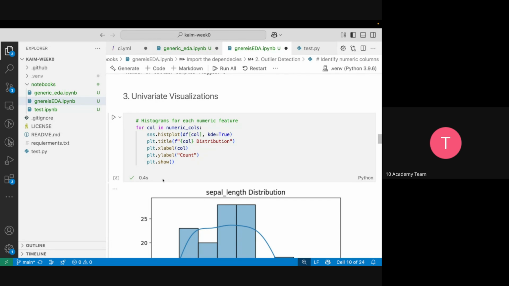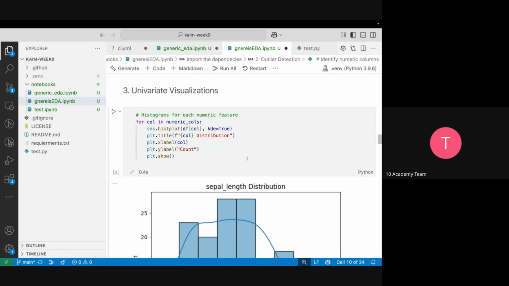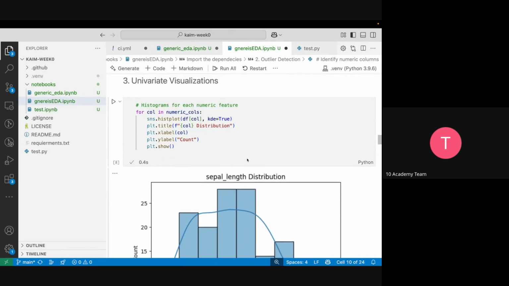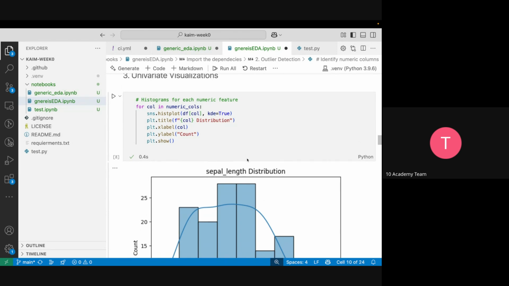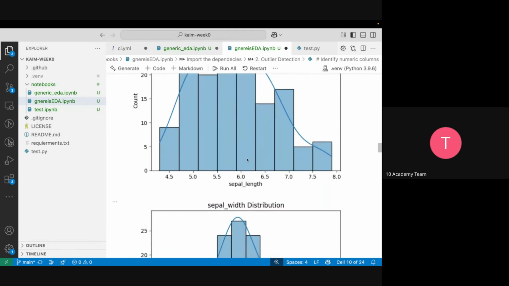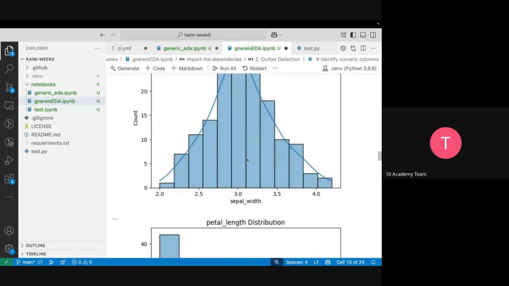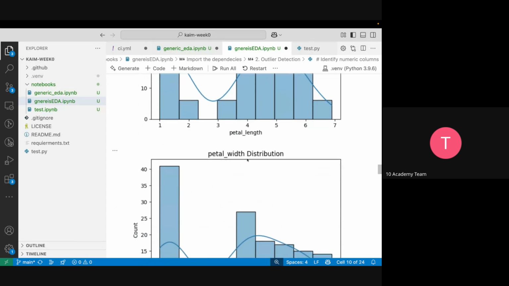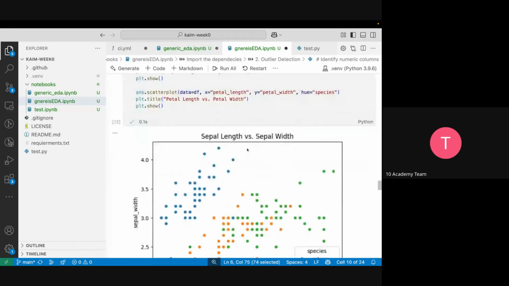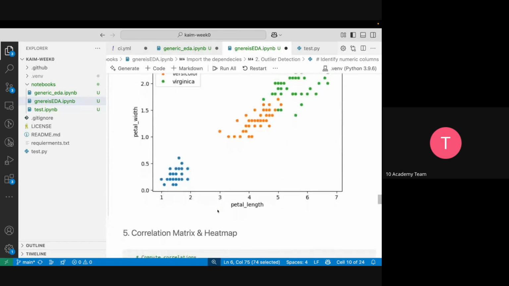Of course, you can also use a box plot to do that as well. Yeah. And now let's see the univariate visualization using a bar chart, then multivariate, and of course bivariate using a scatter plot and so on. Okay.